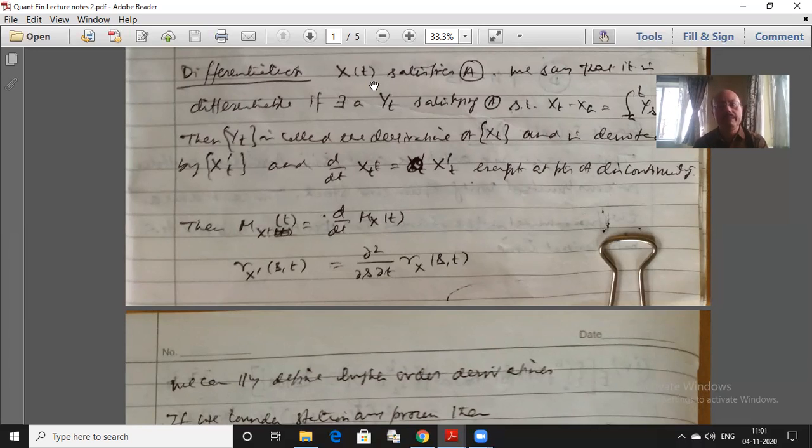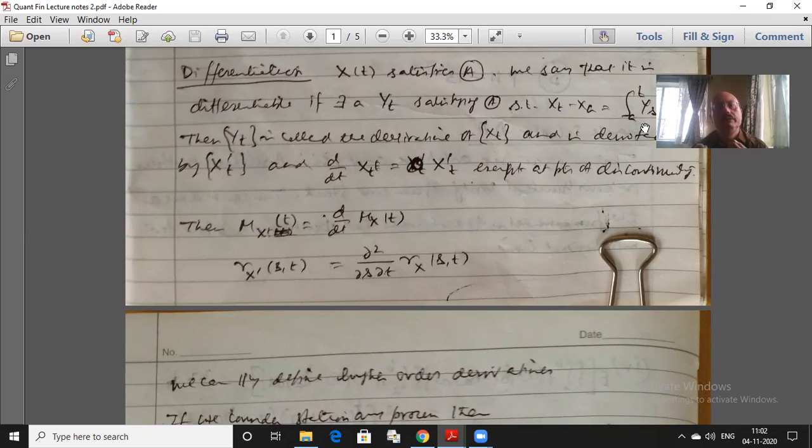So let us take a process x_t, which satisfies all the properties capital A. We say that x_t is differentiable. So we use the same term, differentiable, if there exists another process y_t, again satisfying capital A, such that the increment in x can be written as an integral over y. So x_t minus x_a can be written as the integral from a to t of y_s ds. So I'm defining differentiation through integration, because integration we understand now. So let us use that to define what is differentiation for us.